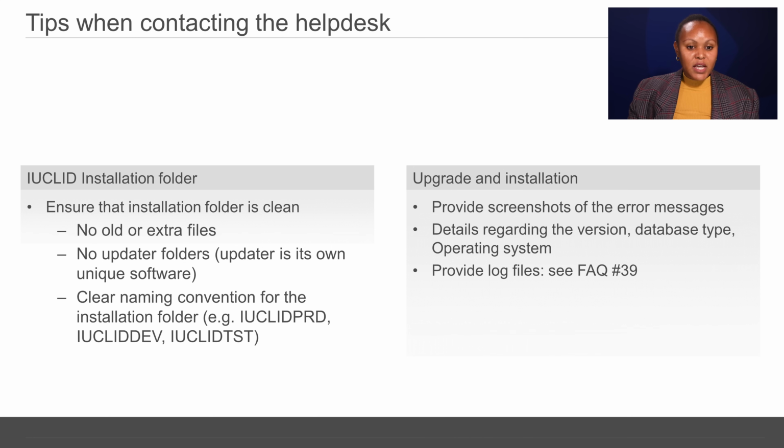Please have a clear naming convention for your installation folders. Many of you have different servers. You have Euclid production, Euclid development, and Euclid tests. And most of the time you mix this up, and sometimes you end up updating the wrong environment. So it is very important to have a clear naming convention.